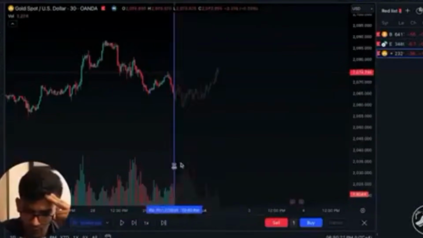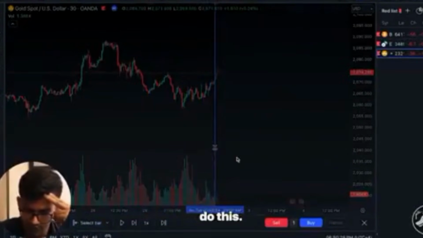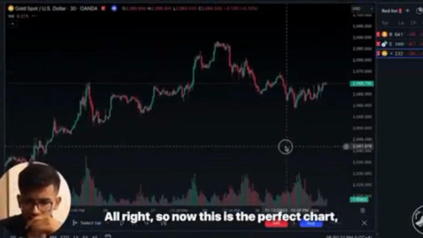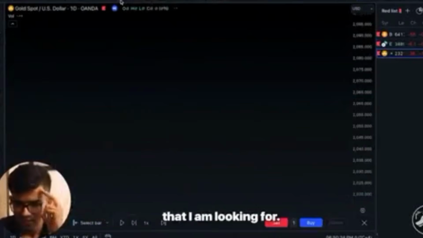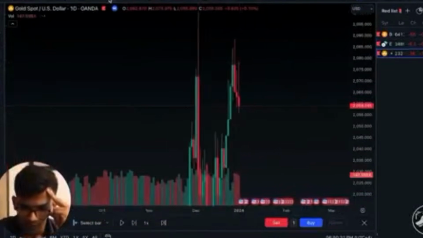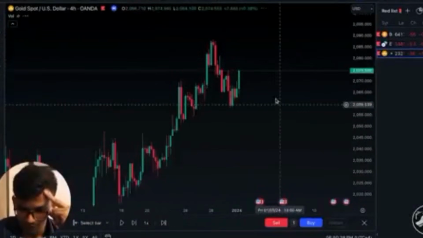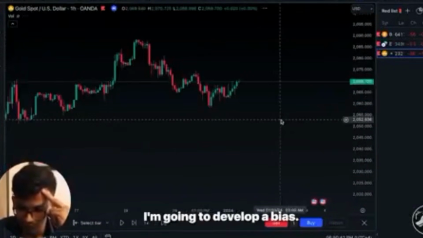So I'm going to do this. All right. So now this is the perfect chart. This is the perfect morning chart that I'm looking for. So what I'm going to do is I'm going to go to the 4-hour time frame. Let's go to the 1-hour time frame. I'm going to develop a bias.